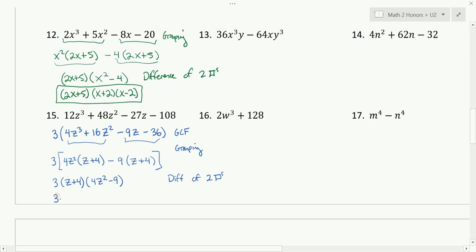So we have a 3, we have a z plus 4, and then this is going to factor to 2 things. What? 2z plus 3 first, and then the 2z minus 3. All right, so we ended up with 4 factors here.